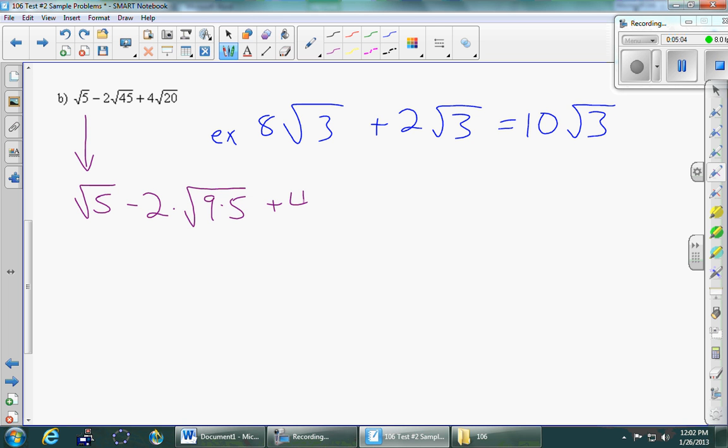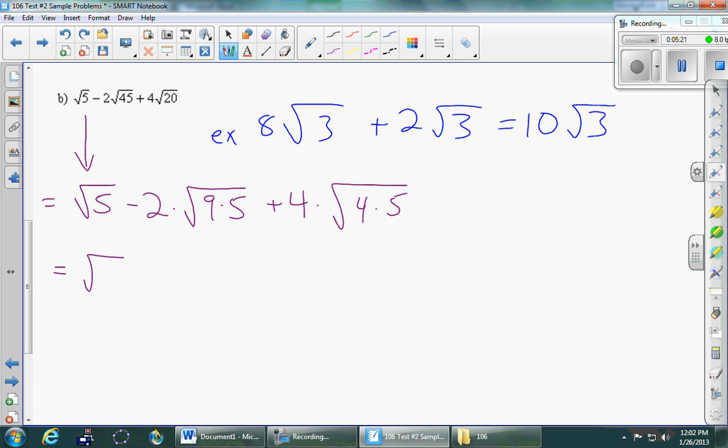Plus 4 times square root of 20. Same idea. 20 is not a perfect square, but 20 does have a factor that's a perfect square. So what nice number, what perfect square goes into 20? It's 4. And then 5 is what's left over.